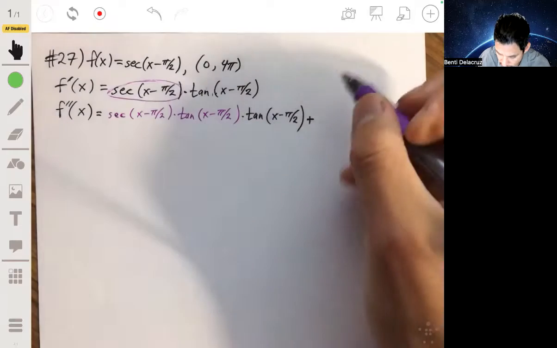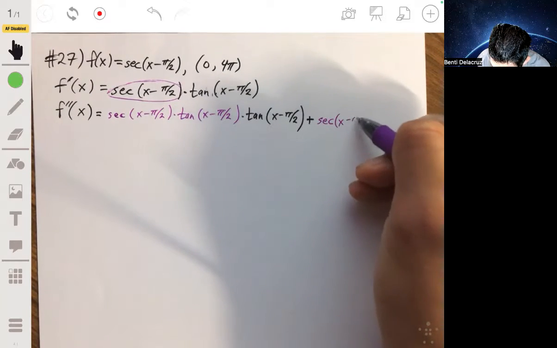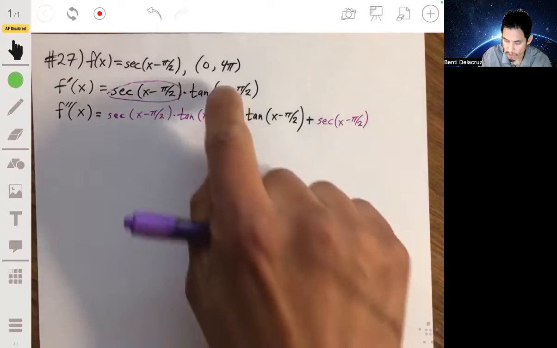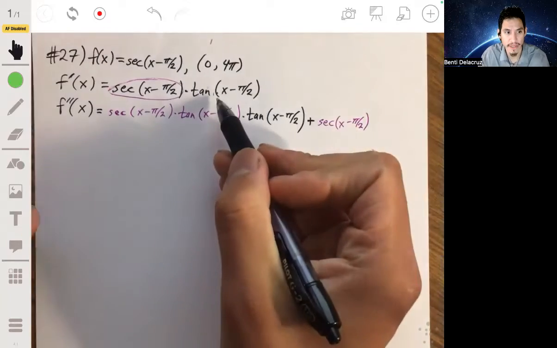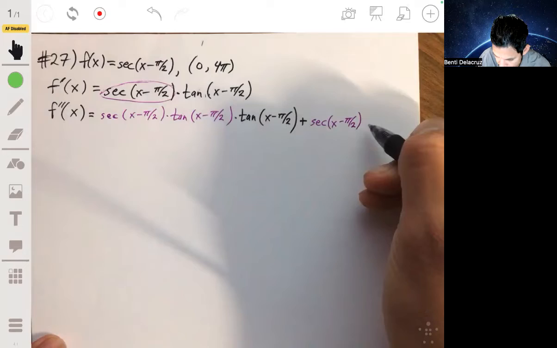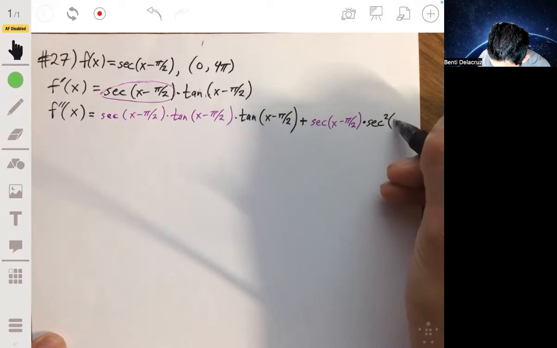So we add this to secant of x minus pi over 2 multiplied by the derivative of the tangent of x minus pi over 2. The derivative of the tangent function is just the secant squared function. So this will be multiplied by the secant squared of x minus pi over 2.